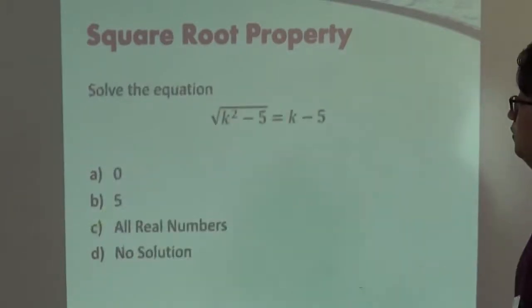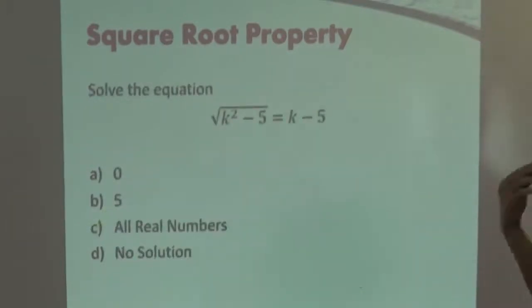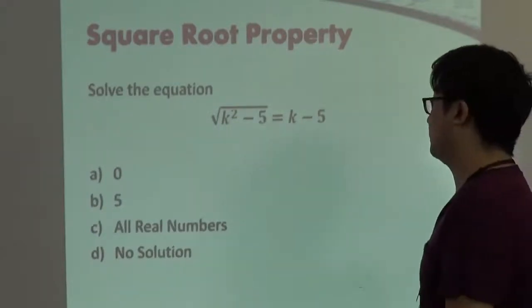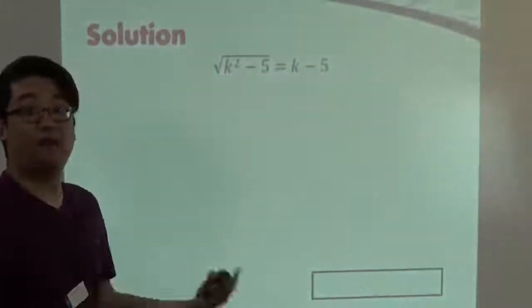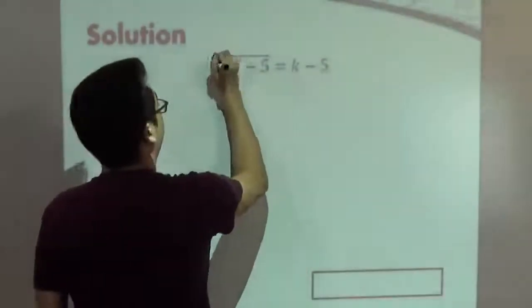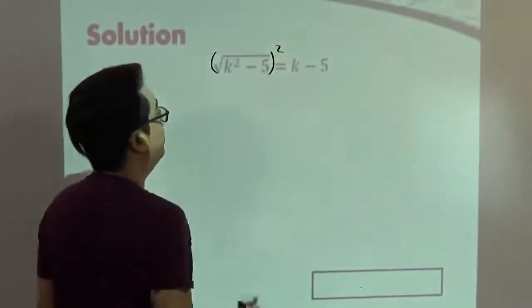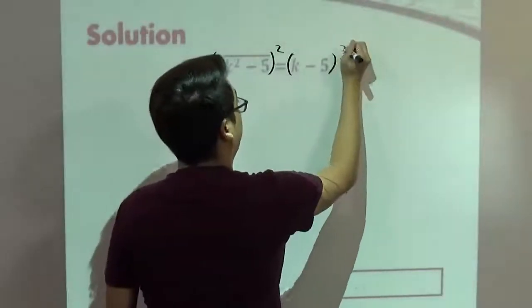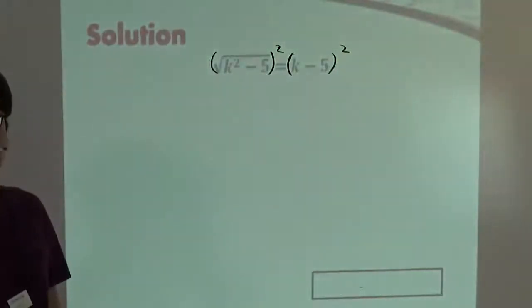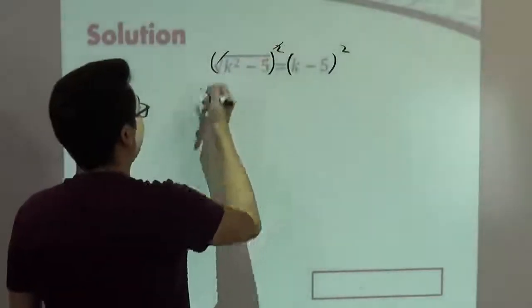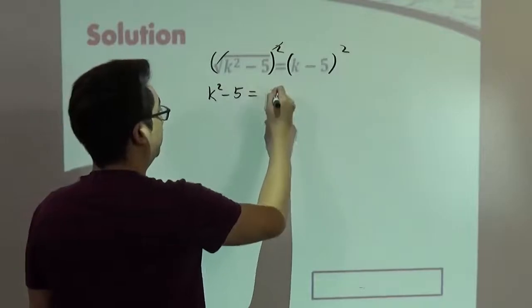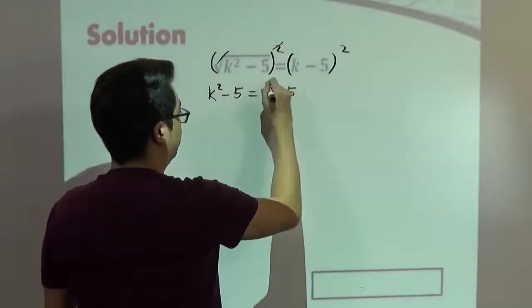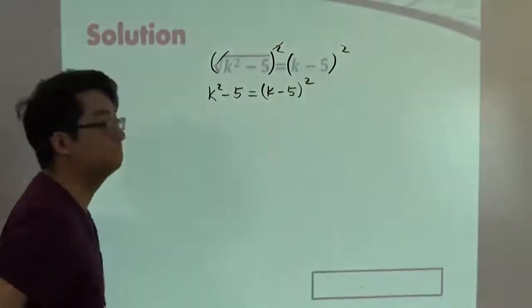So, let's do another one. Again, use the square root property, solve the equation. The square root of k squared minus 5 equals k minus 5. So, again, we have a square root. We need to get rid of it first, right? First thing we do is we square one side. That means we have to square the other. So, on the left side, these cancel. I'm left with k squared minus 5 equals k minus 5 squared.